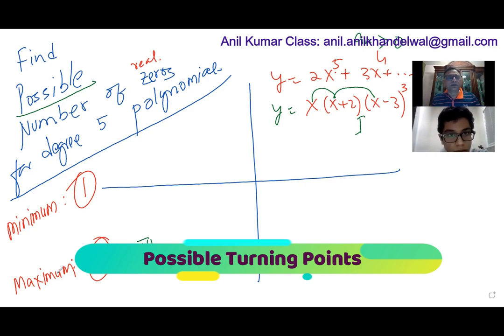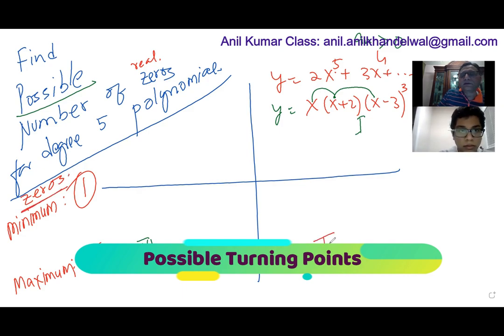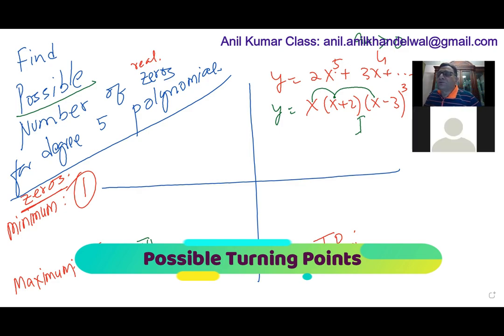That means there could be 5 zeros, and 1 less, meaning 4, correct? Oh, sorry. We are not talking only of zeros. So 5 zeros maximum. Let me write down zeros, and now here we'll write turning points. Minimum is 1 zero, maximum is 5 zeros. So you could have any number of zeros between 1 and 5, correct? So we could have 1, 2, 3, 4, or 5 zeros.